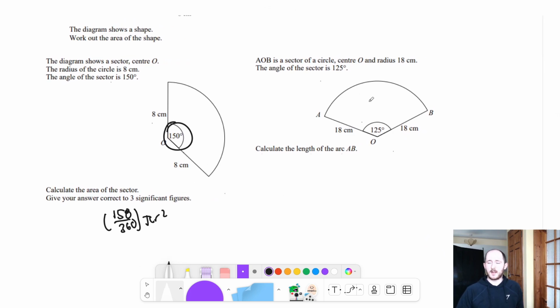You do the same thing with the arc length. So an arc length is just a fraction of the circumference. So the circumference is 2 pi r. So you just take a fraction. So 125 over 360. Nice and easy.